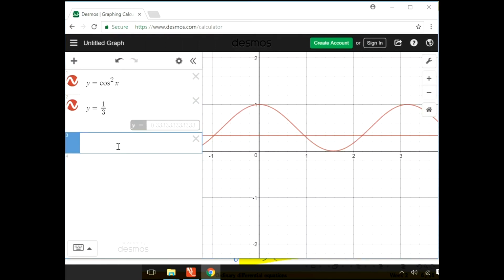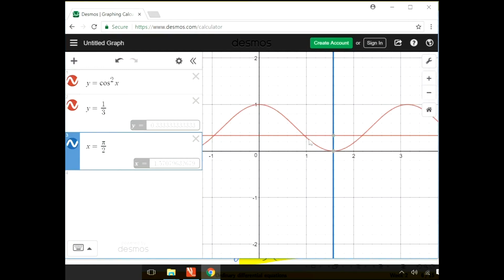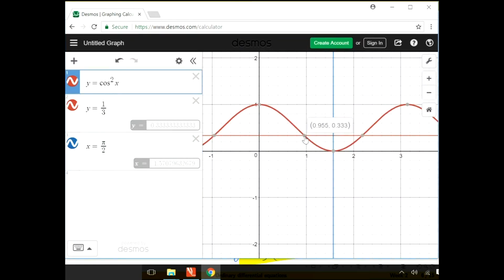So also notice that the initial value of x was pi over 2, right? So pi over 2 is here, which means that the domain of the solution is the interval on which cosine square x is less than 1/3, and it should contain pi over 2. So in other words, the domain of our solution is between 0.955 and this point, which is 2 point something something. So what are these points exactly?